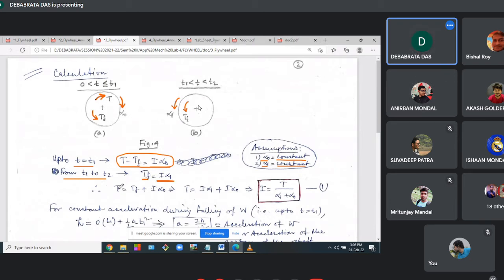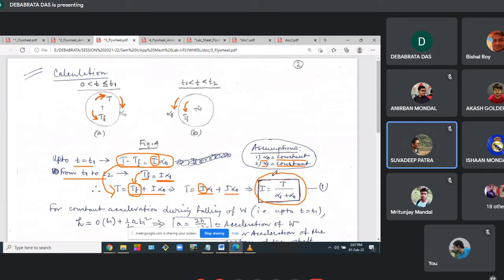Our objective is to find out I. So this we write as T equal to Tf plus I into alpha naught. Now Tf is given by this one, that is I into alpha 1. Already I into alpha naught was there. So what I becomes? I becomes T by alpha 1 plus alpha naught.